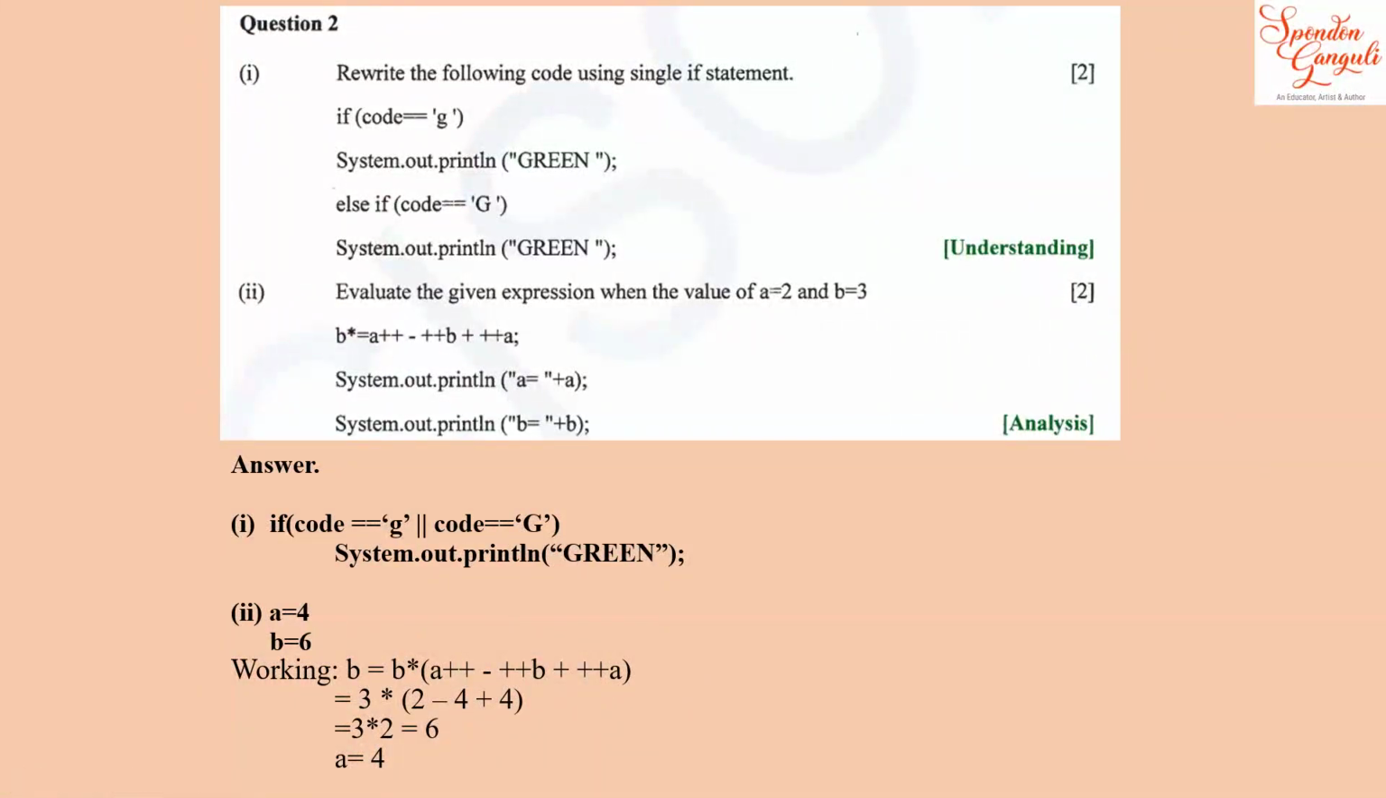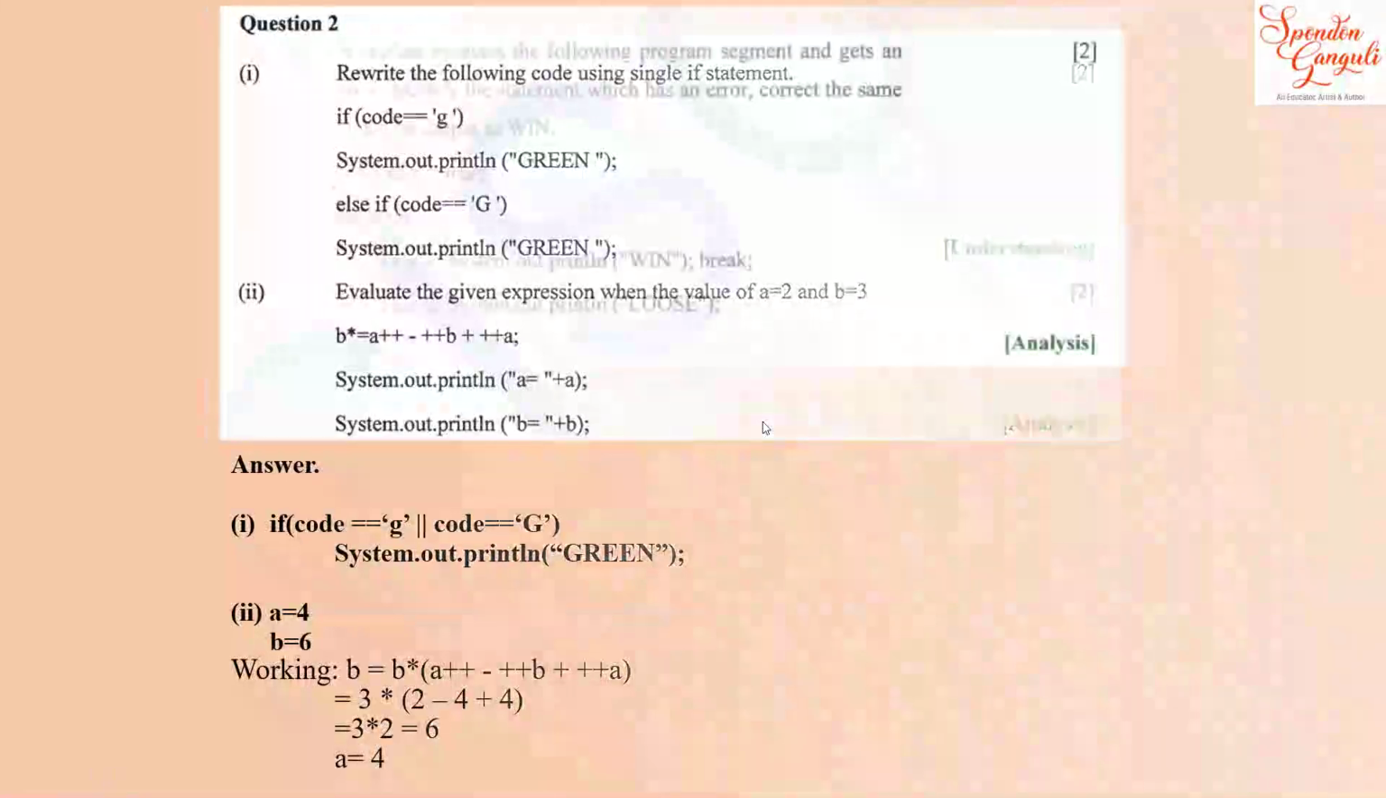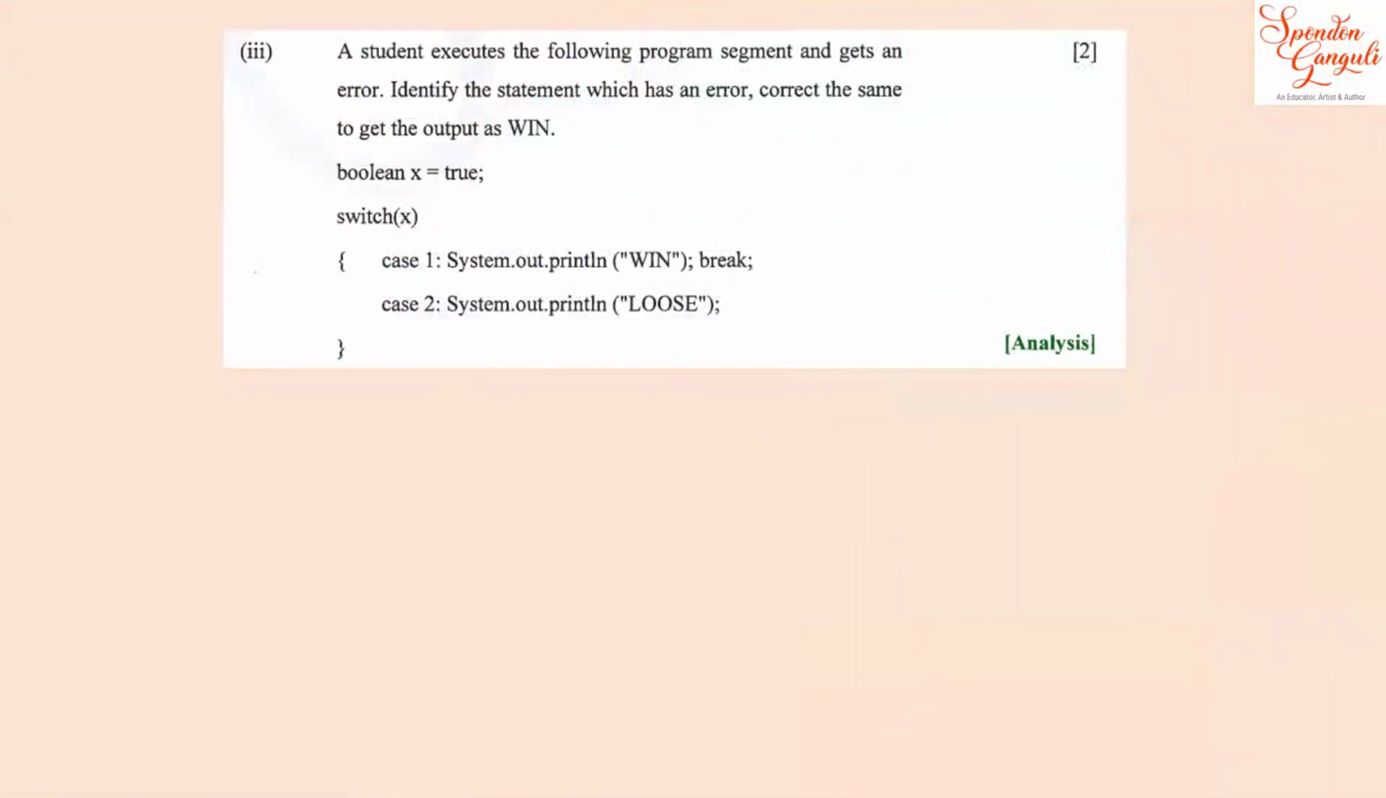So 3 into 2 equals 6. So A is 4, B is 6. Next question. A student executes the following program segment and gets an error. What is the error? You have to find and check the mistake.